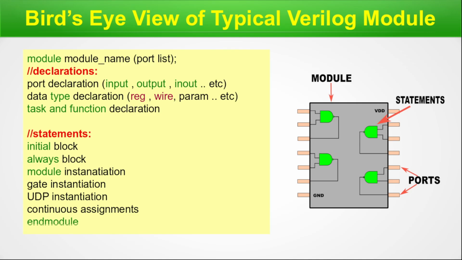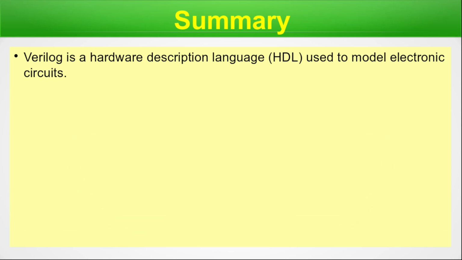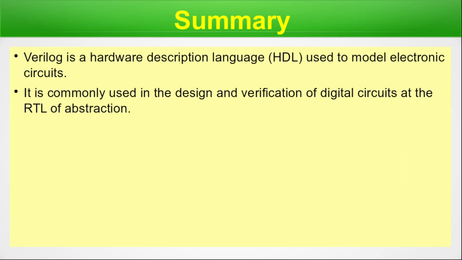This I think I have explained to you with the picture and the text. So let's move on to the next slide. Summary. Now let us summarize whatever we have found in today's episode and also add some more value. Verilog is a hardware description language, HDL, used to model electronic circuits. It is commonly used in the design and verification of digital circuits at the RTL level of abstraction.